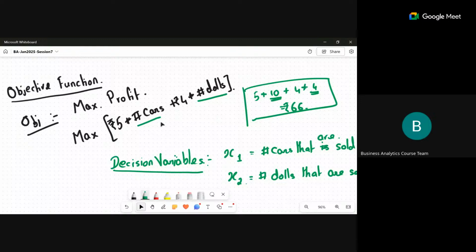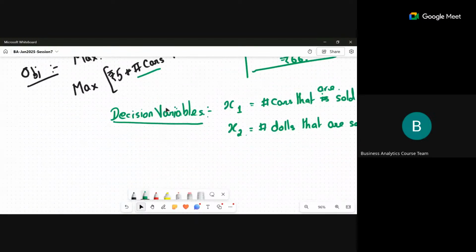It will be rupees 5 into infinity for the number of cars. I keep on selling cars, plus rupees 4 into infinity because I'll keep on making and selling dolls. So my entire objective function would be infinity. But that is not the case. Why? Because there are limits on the number of cars that I can produce and the number of dolls that I can produce. Where do they come from? They come from the raw materials that are available.